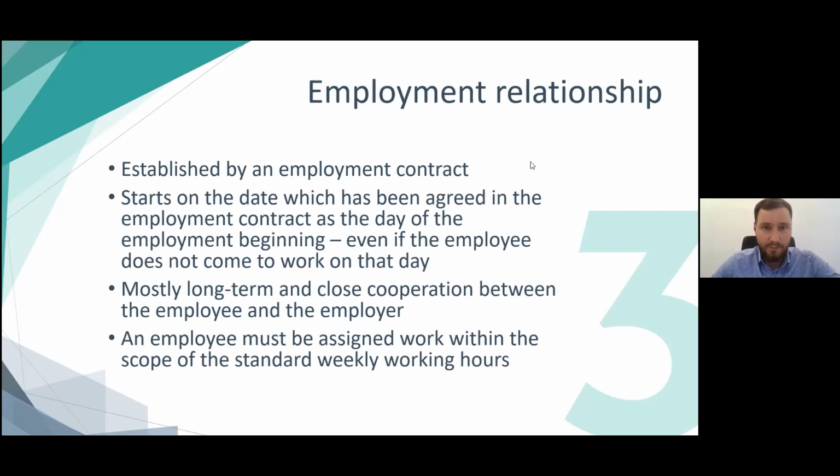This one's established by an employment contract. It has to be in writing. It starts on the date which has been agreed in the employment contract, the date of employment beginning. So even if you close the contract right now and the day of the employment beginning is the 1st of September, the employment relationship starts in September on the date which is settled in the contract. But you're also already bound by the contract now. But the relationship itself starts in September, or the date which is in the contract.